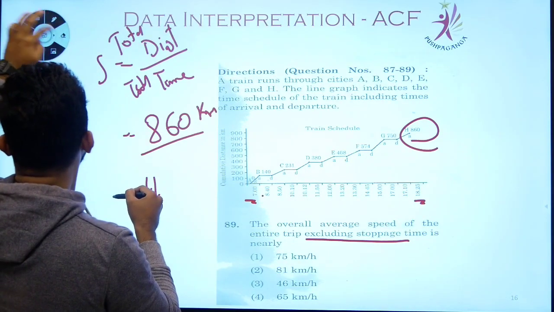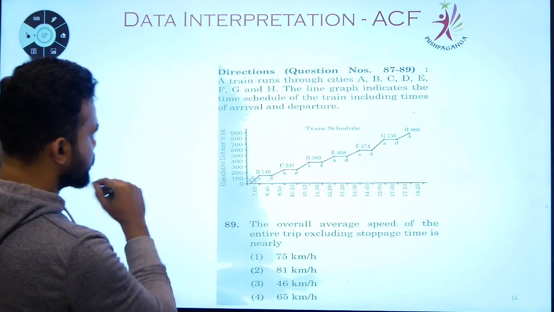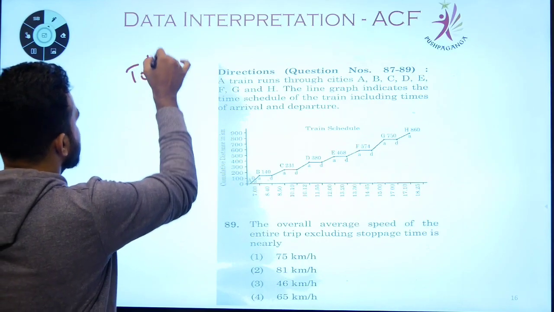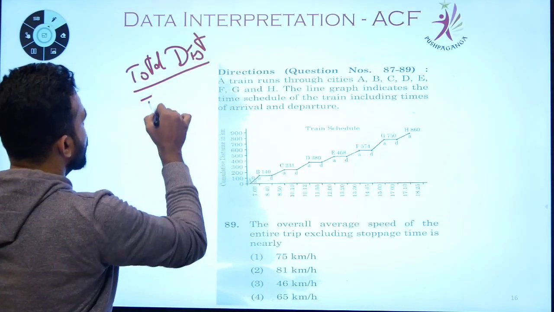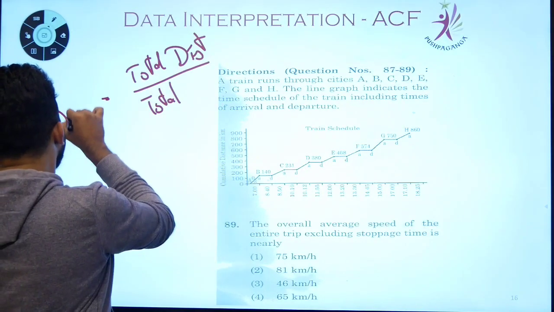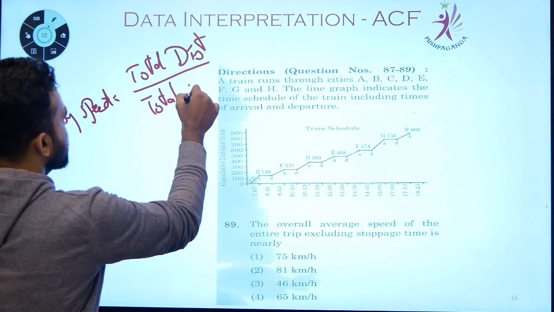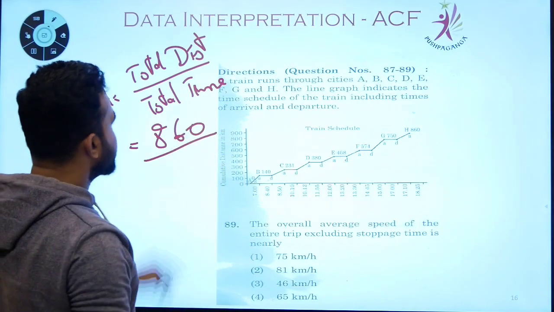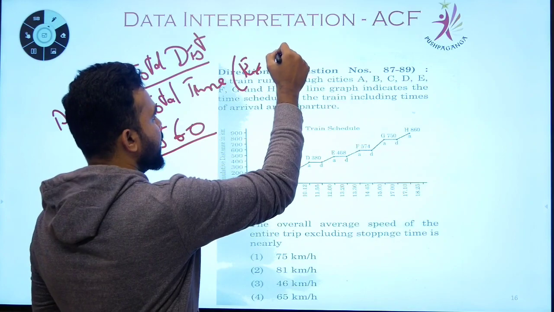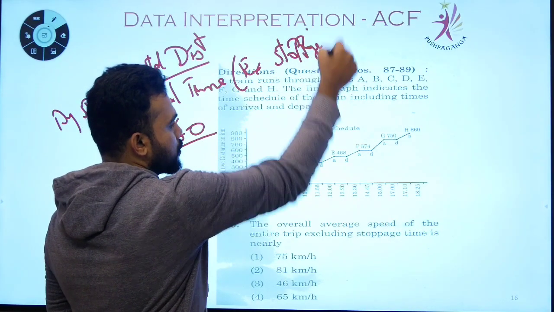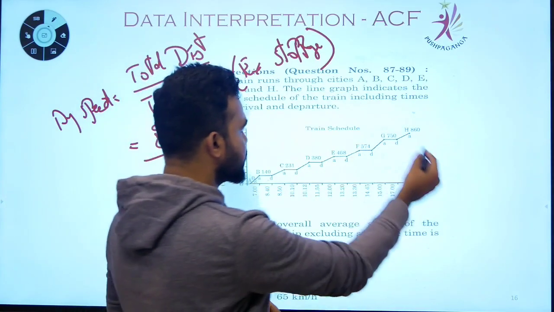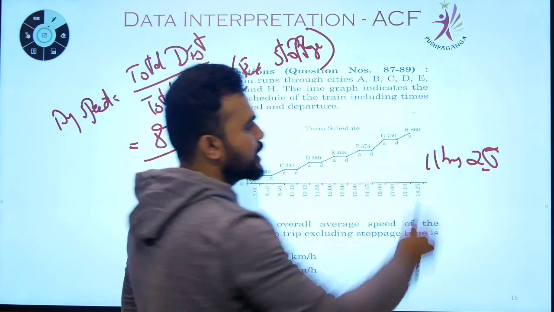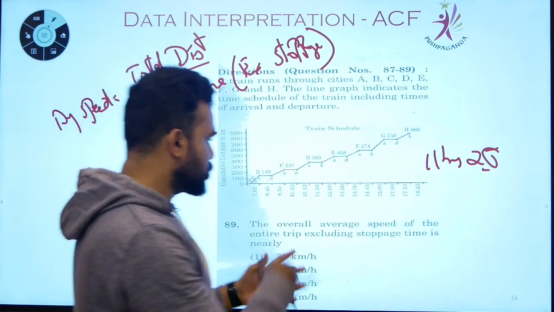Sorry for this interruption. So we went with this. Average speed is total distance by total time taken. Total distance is 860, and the total time taken is excluding the stoppage. So now the total time taken, we have got, is 11 hours 25 minutes. In this we need to exclude the stoppage.